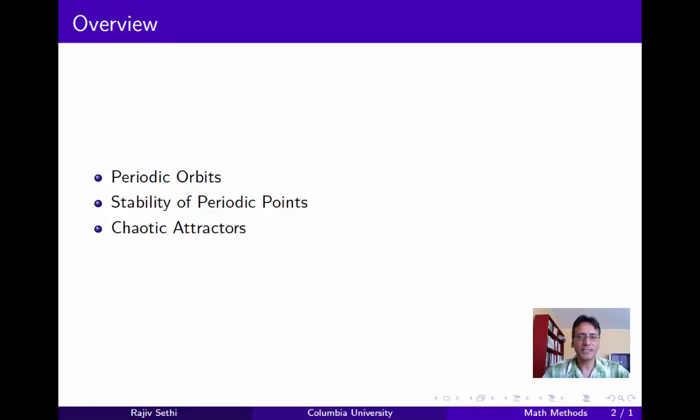Now, we've already discussed fixed points, and we now want to look at more complicated attractors. We'll begin with periodic orbits or cycles, which, like fixed points, can be stable or unstable. And we'll discuss how we can determine the stability of an orbit. And then we'll talk about more complicated attractors called chaotic attractors, which are neither fixed points nor periodic orbits.